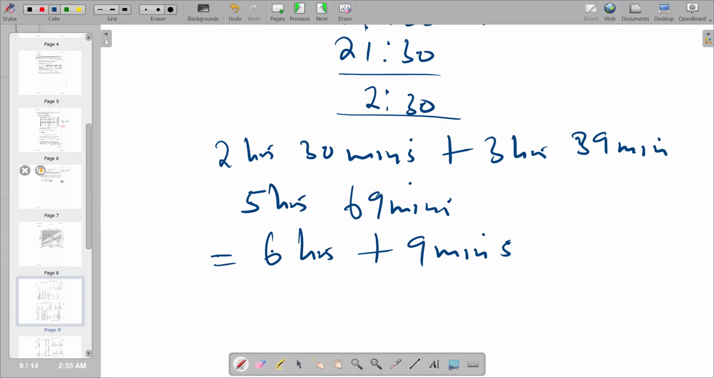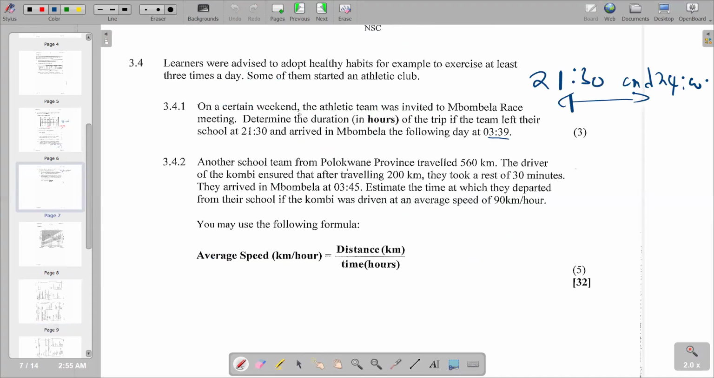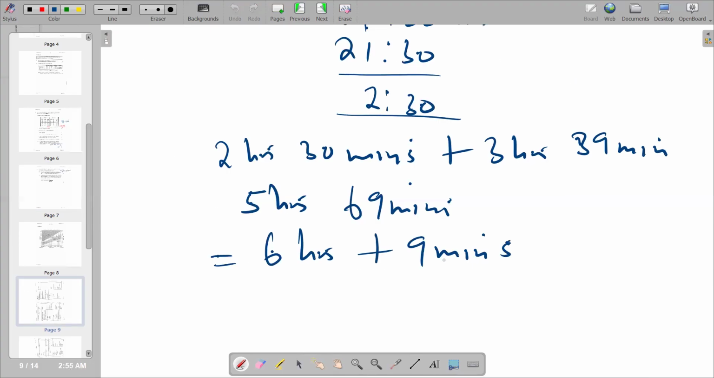If you look back to our question, our question is saying, determine the duration in hours. So we should leave our time in hours. Remember, this is 9 minutes, so I will need to convert 9 minutes to a decimal, whereby you're saying 6 hours plus 9 over 60, so that it becomes hours.